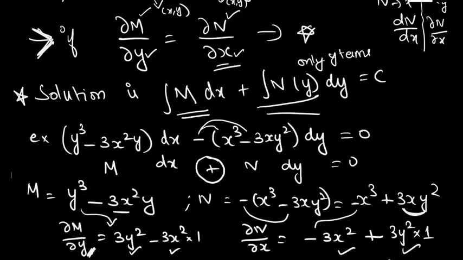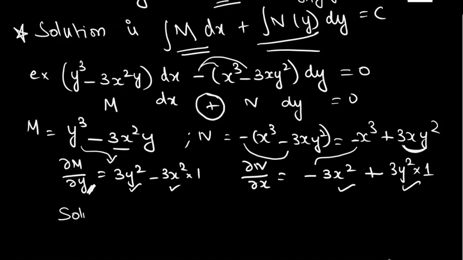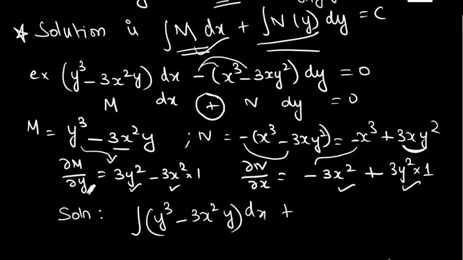Okay, so let us write the solution. Integral M dx, so what is M? y cube minus 3x square y dx. We have written this integral M dx plus integral of N's pure y terms dy. So in N, I'm checking is there any pure term of y. What is the first term? Only x cube, so this is not allowed. The next is a combination of x and y. It is not pure y. So there is no term here.